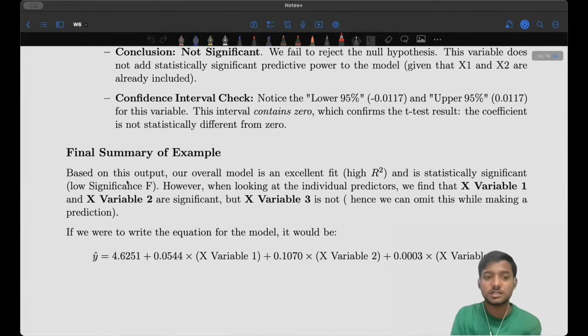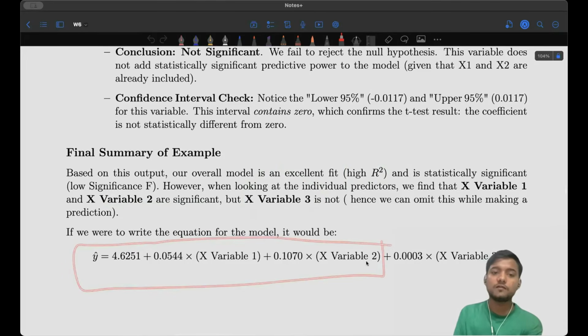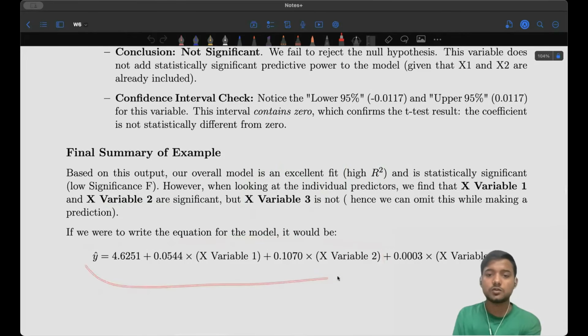And then this is our final summary. Based on whatever you can see, our model is an excellent fit because it had a very high R square. And you can see that variables 1 and 2 were significant, but x variable 3 is not, because you saw that. So if you want, you can exclude that variable. You can have just this model, but if you want to include it, you can also include it.